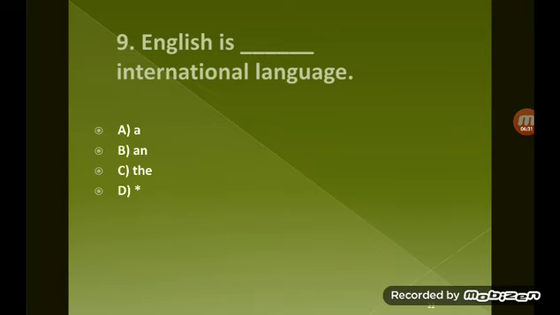Number 9. English is dash international language. A, B, an, C, the, and D, no word. And the correct answer is, English is an international language.